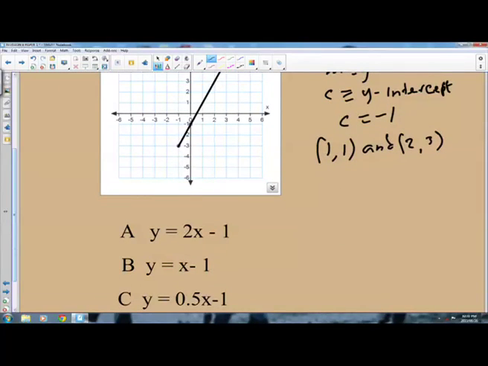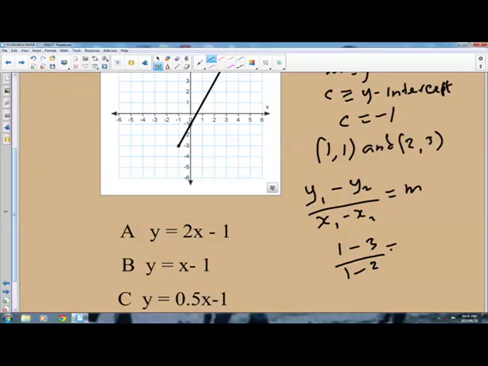And then how do we find the gradient of a line? The gradient of a line is given as y1 minus y2 divided by x1 minus x2. This is the gradient. So the gradient of this line will be, if we take the first point to be y1, then y1 is 1 minus y2. y2 will be 3 divided by x1. The value of x1 is 1 minus 2. This will give us the gradient.